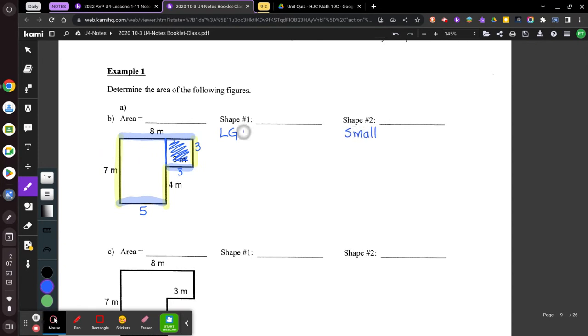So this is a rectangle. Area of a rectangle is length times width. I'm going to go 7 times 5 to give me 35 meters squared. Okay, we've got to put our units. Our units tell us that it is squared.